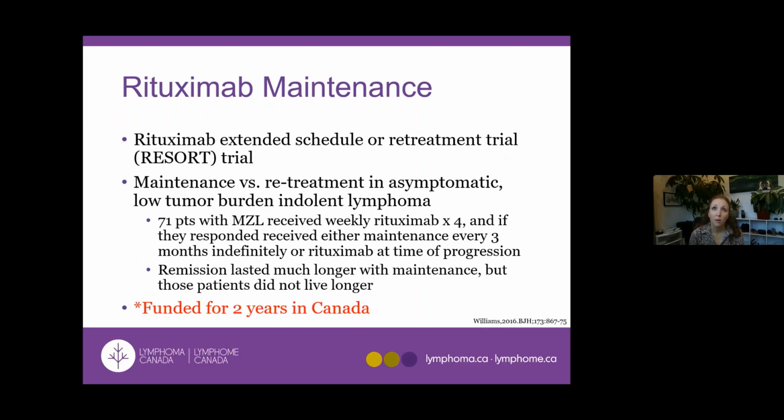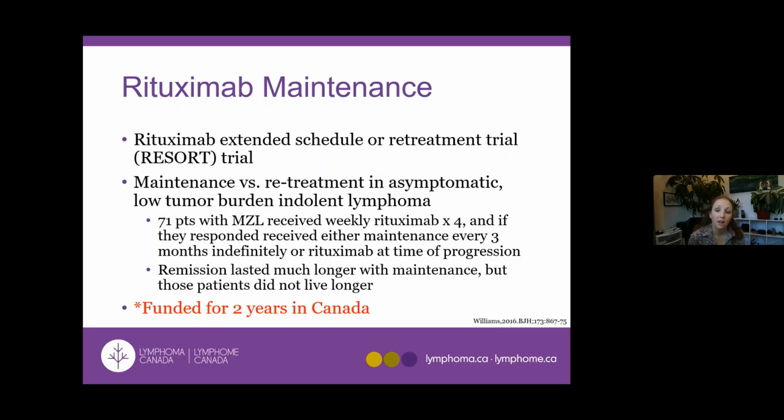There's also a question about whether, instead of doing maintenance, so keeping people on treatment, we should just reserve the rituximab for retreating them when the lymphoma comes back. There's a study called the RESORT trial that looked at whether it was better to keep people on rituximab and prevent the relapses, or just to treat them with the rituximab when it came back. And not really surprisingly, those people who were on maintenance, their remission lasted longer, but interestingly, that didn't translate to them living longer.